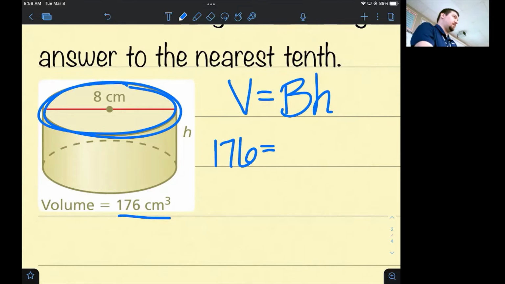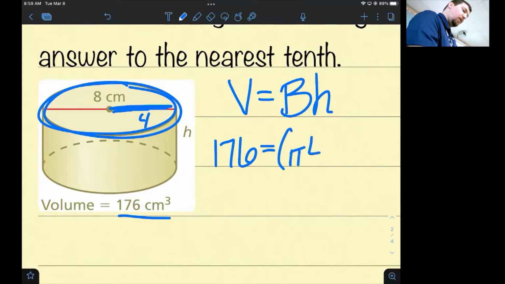So just like I did on the last lesson, I'm going to plug in 176 for capital V. Capital B, I don't know yet, but I can find it because they give me everything I need to find the area of that circle. But I don't want to use 8. What's the radius of that circle? 4. So pi 4 squared, pi r squared. Got nothing to plug in for h. Now, I know that working backwards means I'm going to have to divide. We did that last time. But I'm going to have to figure out what this pi 4 squared is first. So what's 4 times 4? 16 times pi.